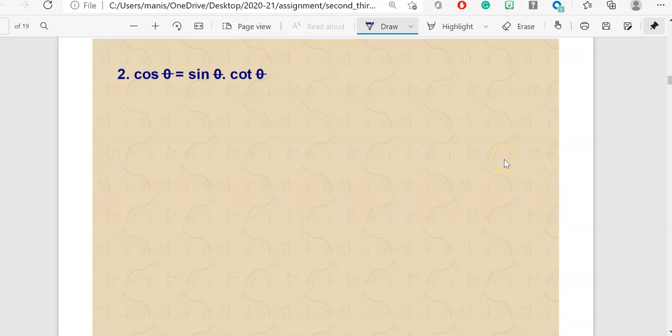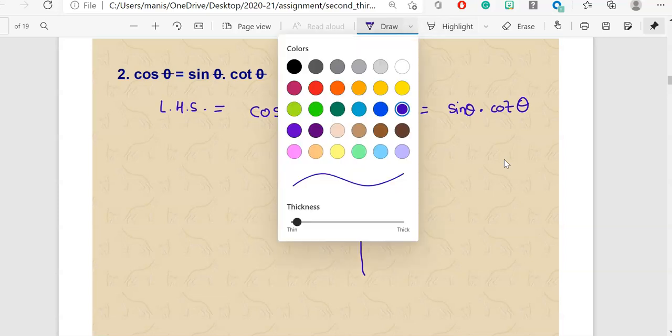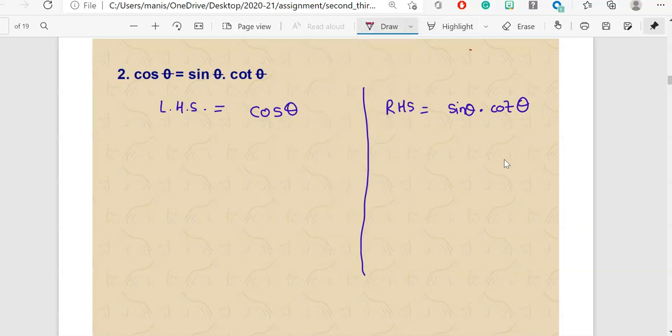Now again we have to verify that the left hand side is equal to the right hand side. So my left hand side over here is cosine of theta. And what is my right hand side? The right hand side is sine theta times cotangent theta. Now you remember what I told you on the previous slide? I told you whenever you are having something in the form of sine theta or cosine theta, you don't do anything.